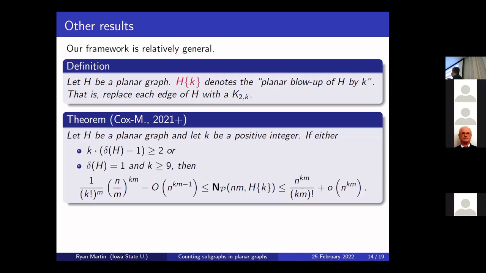In the case where H, the original graph that you're blowing up, has K times delta minus 1 at least 2. So either delta has to be at least 3, or K has to be at least 2 and delta has to be at least 2. So those two cases. If delta is 1 and K is at least 9, it also works. But for some reason, we couldn't get anything for delta equals 1 and K between 3 and 8. So that's just an artifact of the proof. I don't think there's much reason why that's such a problem.